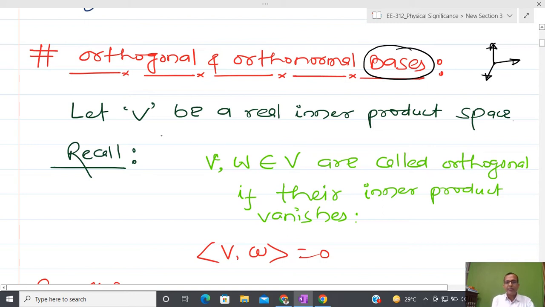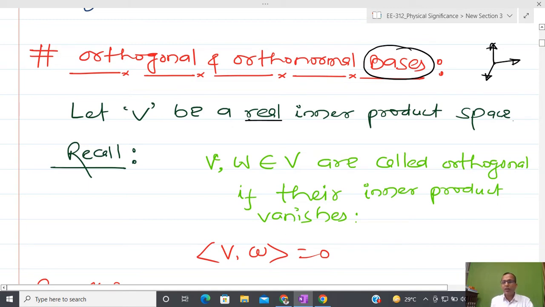Now what I am saying is: let V be a real inner product space. Why real? I have written real, meaning I am assuming that all elements inside this space are just real numbers. So it could be real numbers, real valued functions, or real valued matrices.